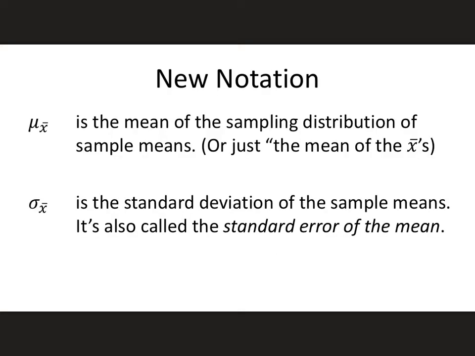So again, this new notation, mu sub x bar is the mean of the sampling distribution of means, or just the mean of the x bars. And sigma sub x bar is the standard deviation of the sample means, also known as the standard error of the mean.